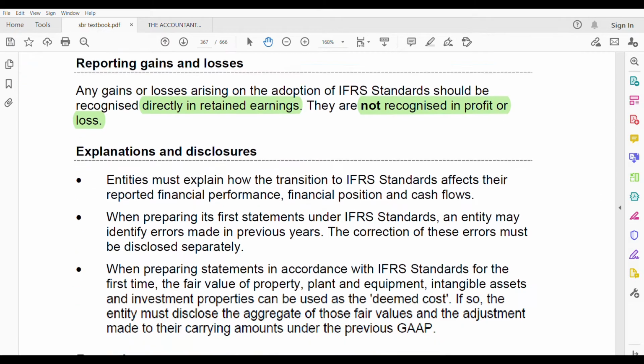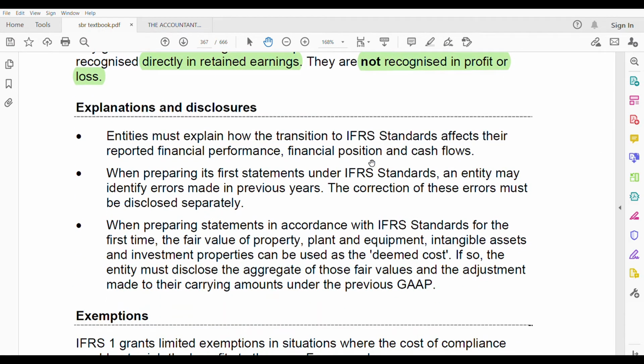Now, explanation and disclosure. They must explain how the transition to IFRS standards affects their reported financial performance, position, and cash flow. Yes, definitely it will affect. And when preparing financial statements under IFRS standards, an entity may identify errors made in the previous year. So how should you do it? You have to correct those errors. The correction of these errors must be disclosed separately.